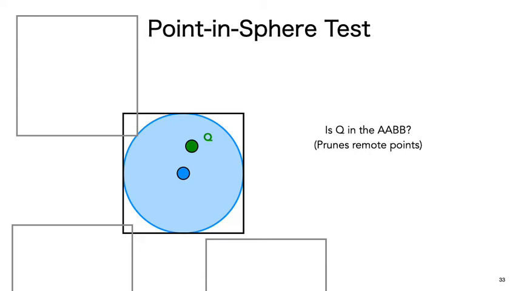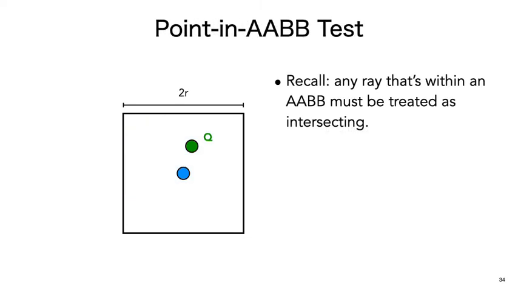If Q is within the circumscribing AABB, we can then further test whether Q is in the sphere, at which point we calculate the distance between Q and the search point and compare against the radius. Okay, so if you look at the first step, which is essentially a point in AABB test, how do we do that?